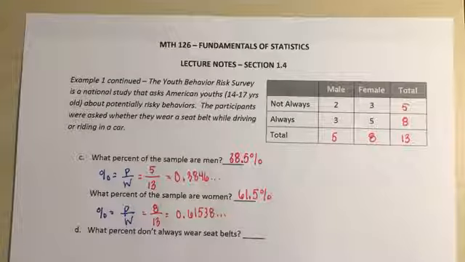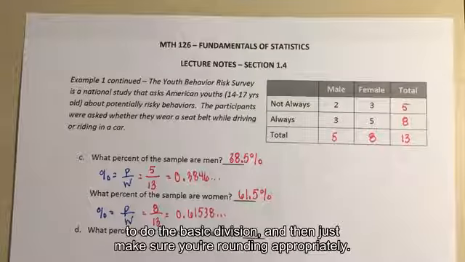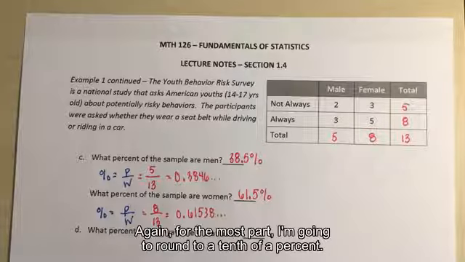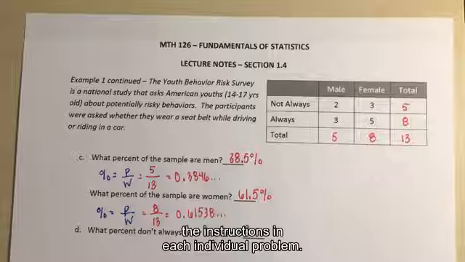As we're working through these, we're going to use our calculator to do the basic division, and then just make sure you're rounding appropriately. For the most part, I'm going to round to 0.1% as you're working through the homework. Make sure you're following the instructions in each individual problem.